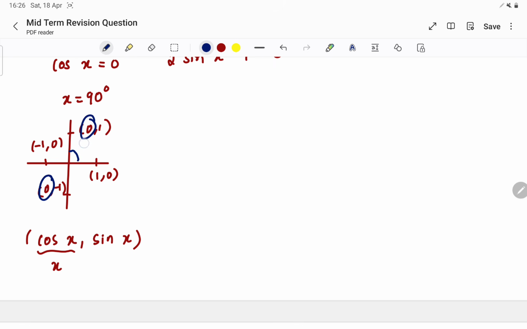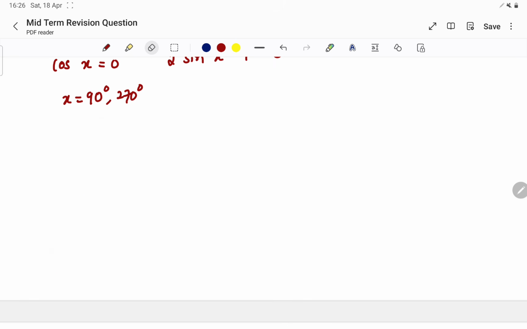So it is at 90 degrees, and it is also at 270 degrees. That's why I put 90 degrees and another one equal to 270 degrees. This one I remove. Then, remember our interval is negative pi until pi, so the values of x are pi over 2 and negative pi over 2.